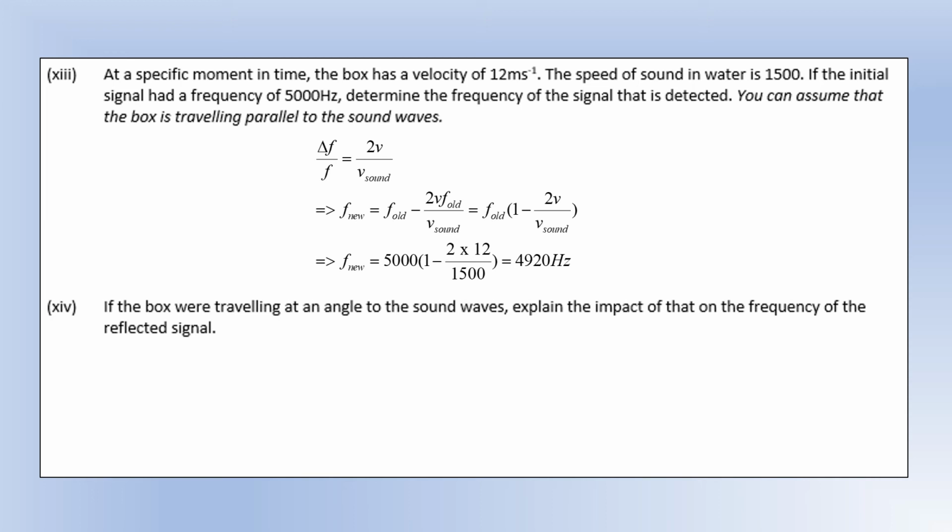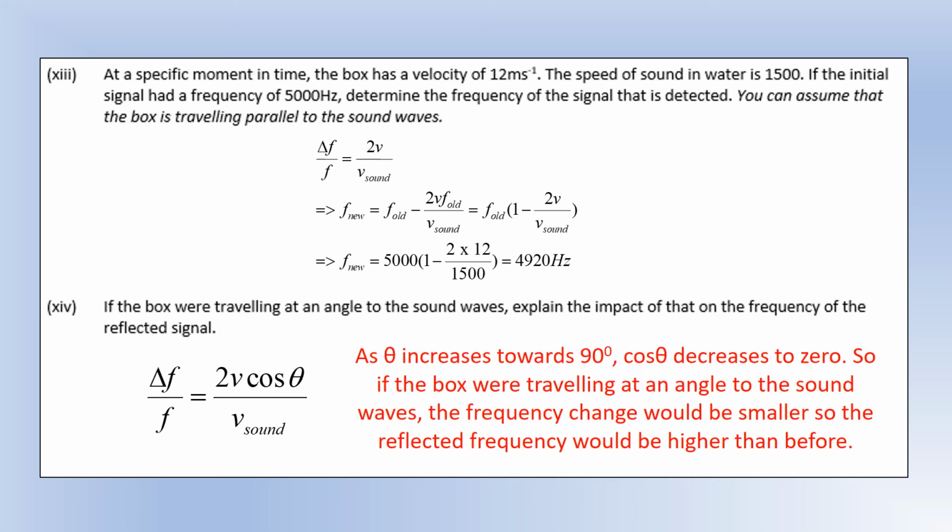So if the box is traveling at an angle to the sound waves, explain the impact of that on the frequency of the reflected signal. So this is the full expression for the reflected Doppler effect. And if you increase the angle, that's going to decrease the cosine theta term. So if the box is traveling at an angle, the frequency change would be smaller, so the reflected frequency would be higher than it was before.